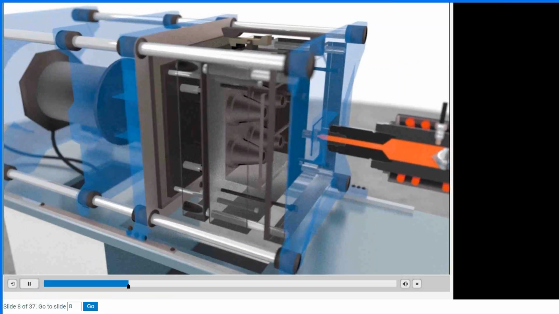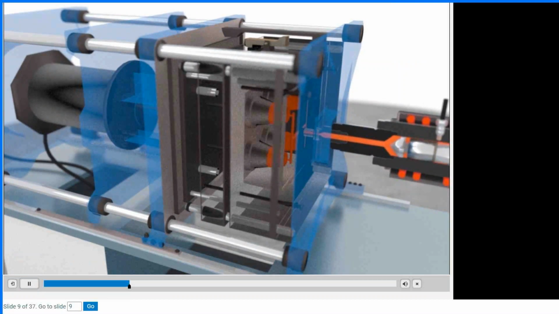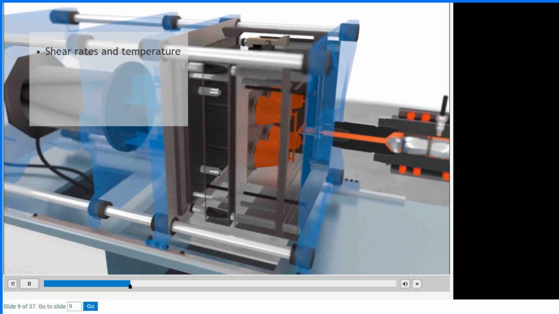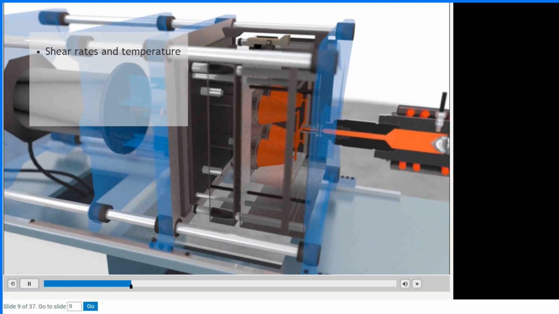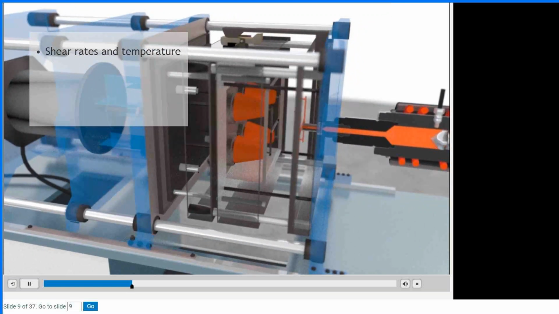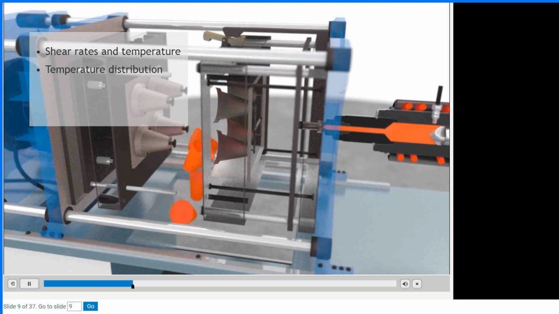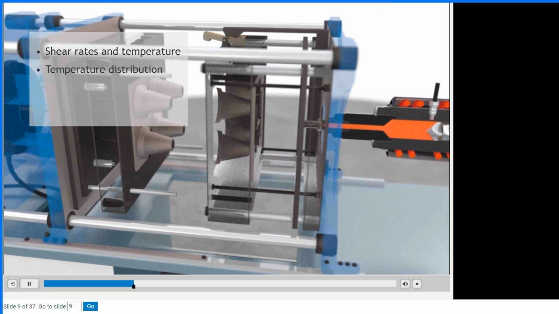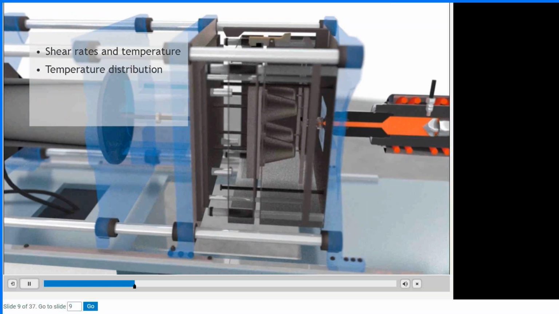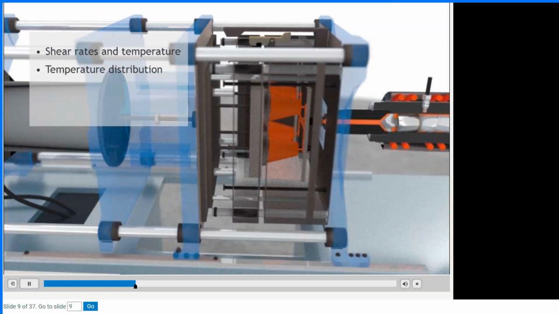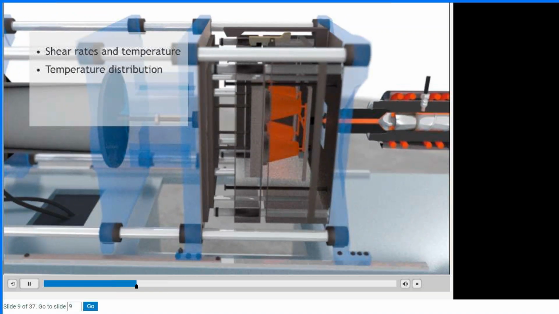Gate and runner layouts and sizes influence how molten material gets delivered to the cavity. They also impact shear rates and temperature of the polymer moving into the cavity. Gate location impacts temperature distribution inside the cavity. Very small gate sizes and high packing pressures are often not effective because once the gate freezes, the higher cavity pressures are neutralized, resulting in higher shrinkages. Gate and runner layouts and sizes also influence packing pressure gradients inside the cavity and overall volumetric shrinkage behavior.